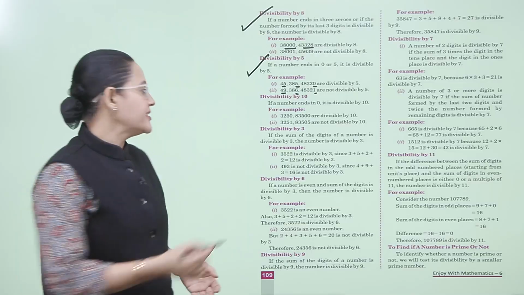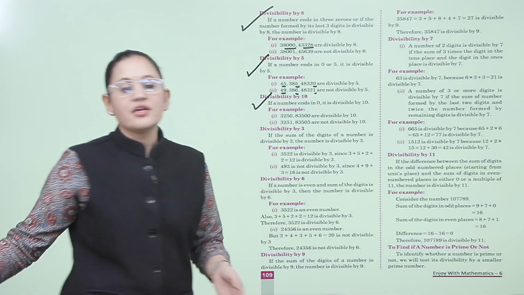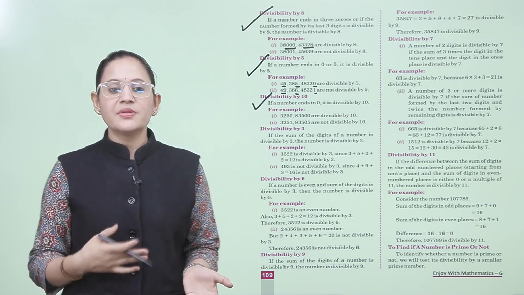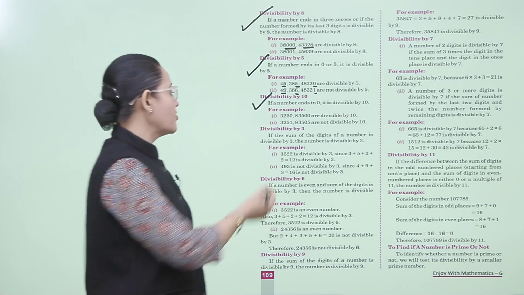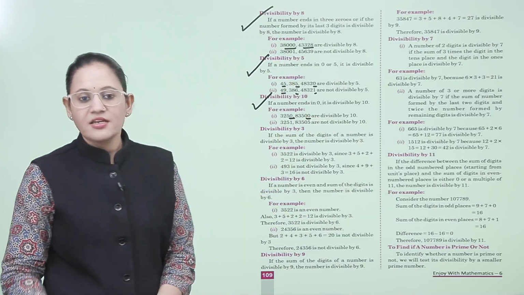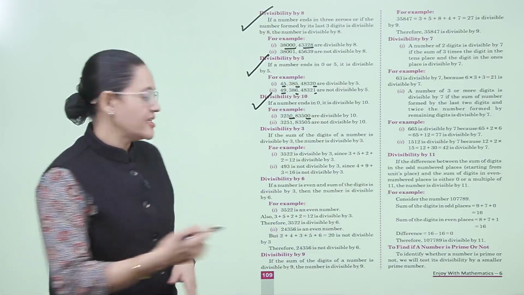Next is divisibility by 10. If a number ends with 0, that means it is divisible by 10. For example, 3250 ends with 0. All the numbers which end with 0 are divisible by 10. Clear? Next is divisibility by 3.